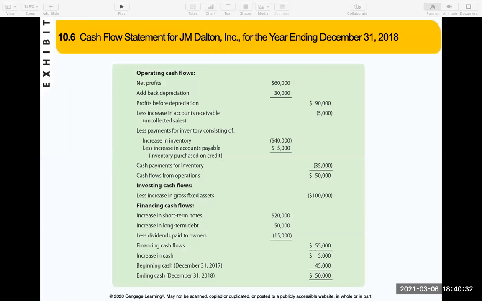Here is an example of a statement of cash flow. As you can see, it is divided into three of the activities: the operating, the investing, and the financing. So within operating, you have your net profits, you have your depreciation, profits before depreciation.